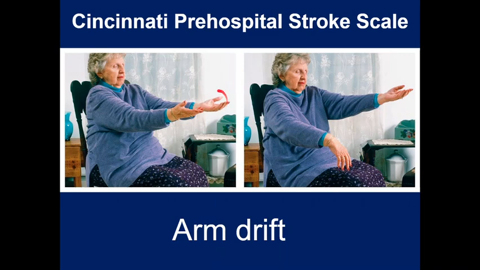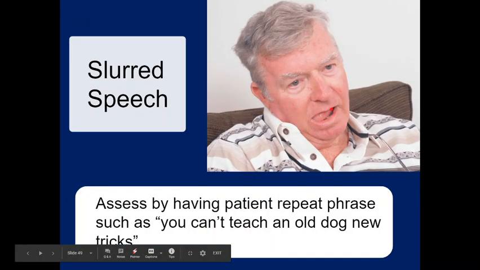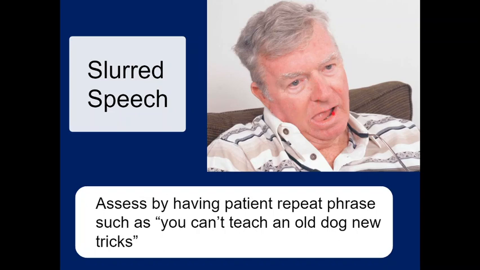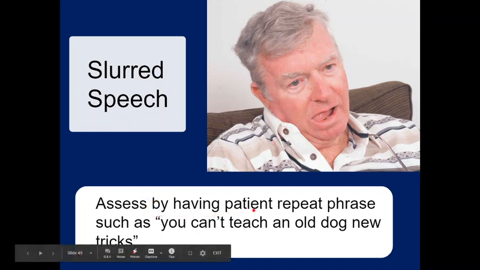Arm drift, here's our more soup, please. She's showing her hand went down and pronated. They have to do this, and if they develop into this, that's arm drift. And then slurred speech. I'm not really sure if he's slurring his speech. He looks sick, but whatever. Ask them to say a sentence, and if you have trouble saying words or words are slurring or something like that, that's suggestive of a stroke.